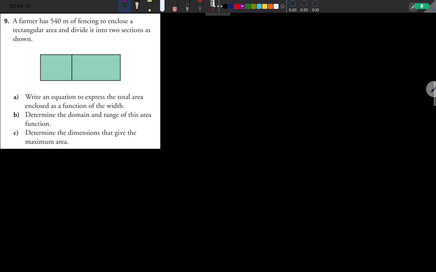Hi students, this is a question from Ontario Curriculum, Year 11. A farmer has 540 meters of fencing to enclose a rectangular area and divide it into two sections as shown in this figure. What do we need to find out here? Write an equation to express the total area enclosed as a function of width only. We also need the domain and the range of the area function, and to determine the dimensions that give the maximum area.